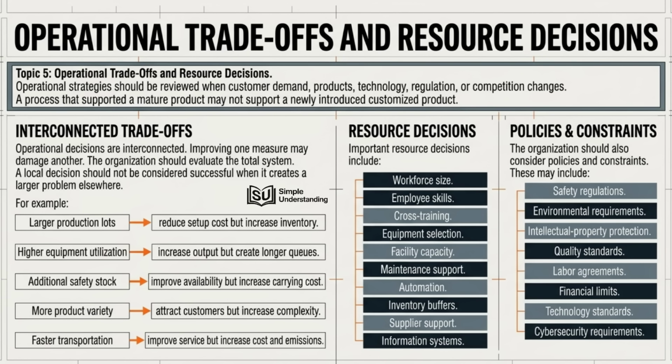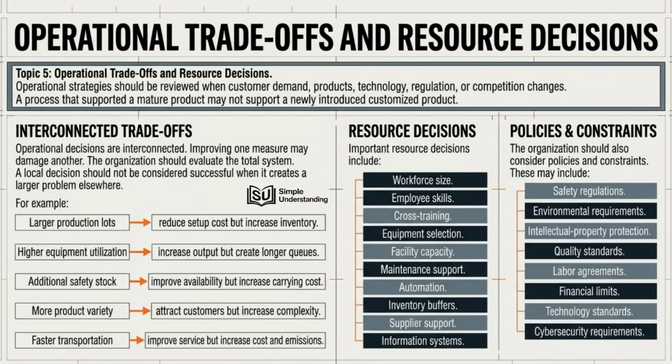More product variety may attract customers but increase complexity. Faster transportation may improve service but increase cost and emissions. The organization should evaluate the total system. A local decision should not be considered successful when it creates a larger problem elsewhere.